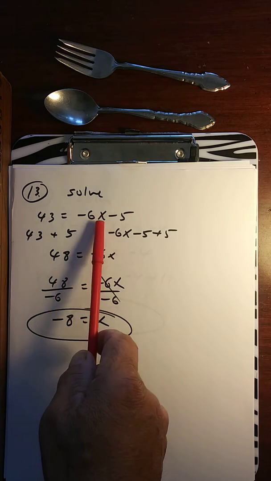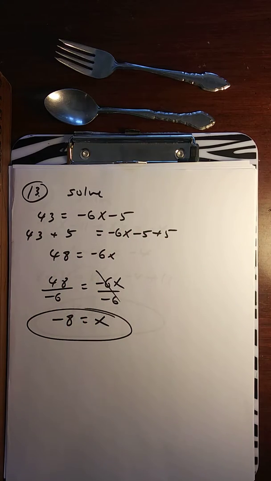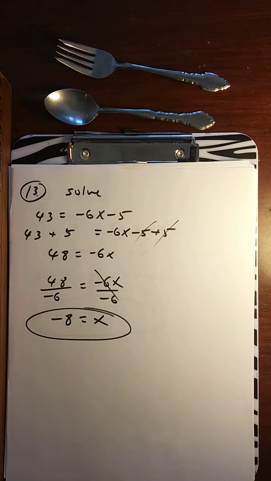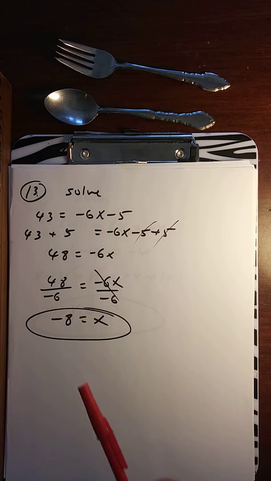43 equals negative 6x minus 5. So we're going to add 5. And what's going to happen is the 5's are gone. Right here. Boom. That's gone. So now we have 48 equals negative 6x, divided by negative 6, divided by negative 6. So positive by negative is going to be negative 8.